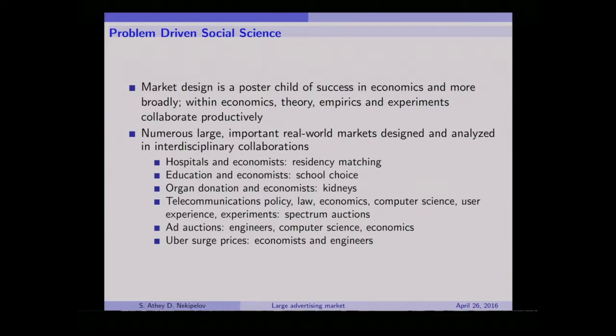So there are a bunch of different large, important real-world markets that have been designed and analyzed in interdisciplinary collaborations: residency matching, school choice, and kidneys. These are all things that Al Roth and Parag Pathak and a bunch of other economists have worked on in very close collaboration with policymakers, where they've really changed the market design. Also spectrum auctions, and more recently ad auctions. An economist redesigned the Uber surge prices. These are cases where economists are working very closely with either the policymakers who own the design or the engineers who build it.